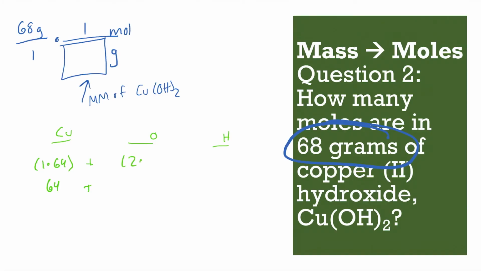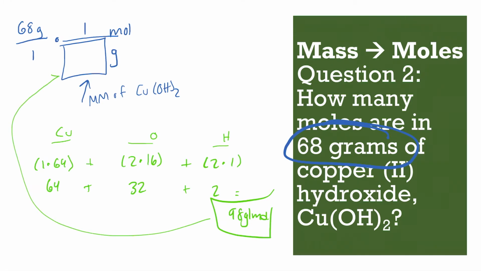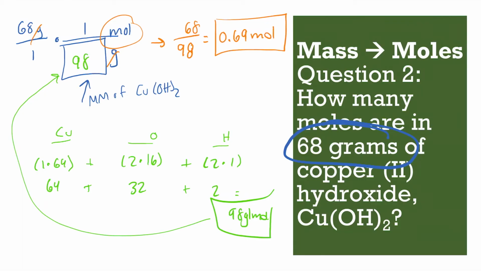Plus oxygen, in our formula, we have 2 of them. 2 times 16 is 32. Hydrogen, we have 2 of them. The mass is 1. 2 times 1 is 2. Add 64 plus 32 plus 2, you get 98 grams per mole. Just like that. And that is what goes in there. 98 grams. Now our grams cancel. We are left with moles. So you get 68 divided by 98, which gives you 0.69 moles. And that is it.